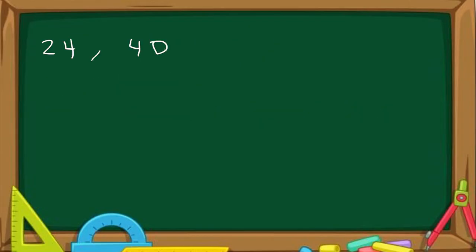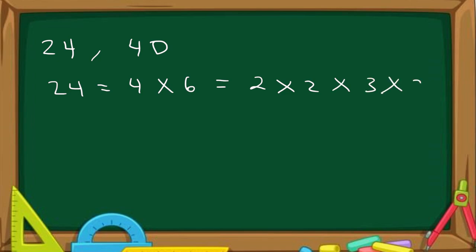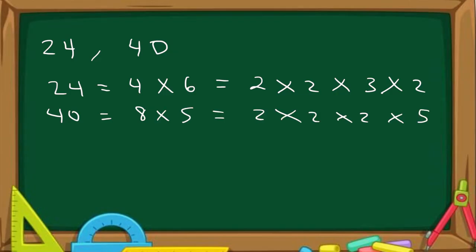Find the GCF between the two numbers. So 24 is 4 times 6, and 4 is 2 times 2. 6 is 3 times 2, so that's the prime factorization of 24. 40 is 8 times 5, and 8 is basically 2 times 2 times 2. So 24 has 3 2s, and 40 has 3 2s as well. So you want to identify the prime numbers that are the same in both lists. So 24 and 40 both contain 3 2s.